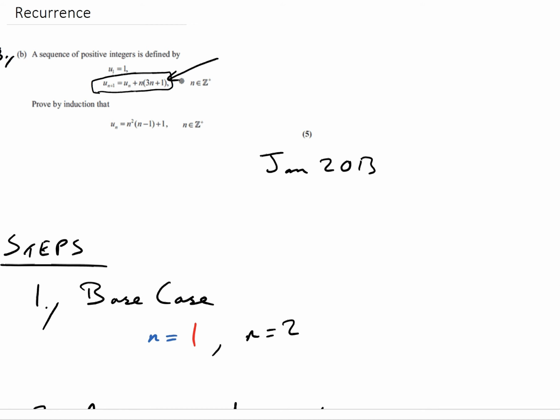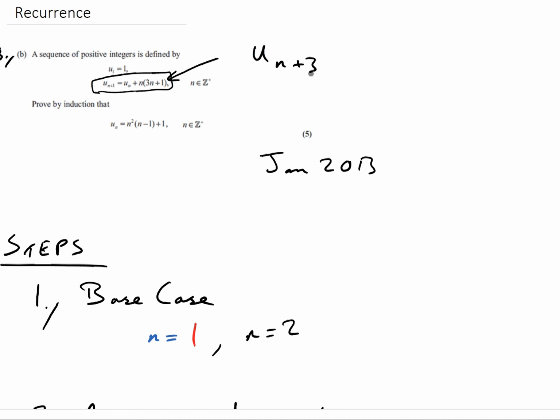And you look how many terms your formula uses. So in this case, it's 2 terms. You're using u_n and u_{n+1}. So therefore, you're going to have to prove it for 2 base cases, n equals 1 and n equals 2. So u1, u2.